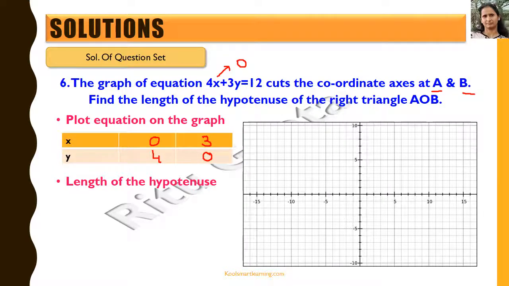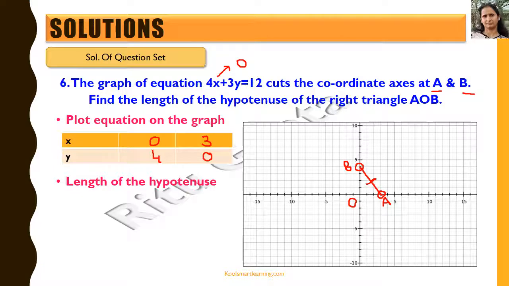So we have the graph here. We plot the point 0, 4 first. X equal to 0, y equal to 4 is this point, and x equal to 3, y equal to 0 is this point, and we join the two. So we know that the axes intersect each other at the point O. This is the point A as mentioned in the question. This is the point B. Now we need to find out the length of AB.